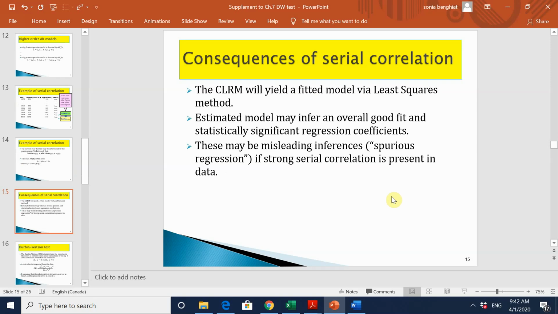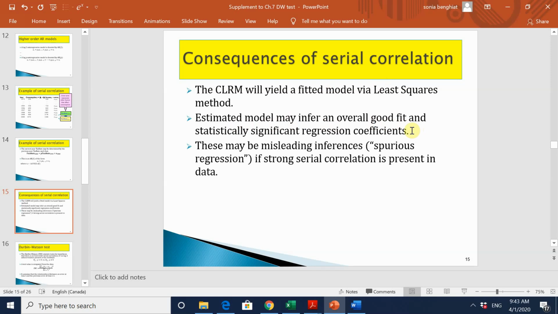Here we see, of course, just a reminder of what the consequences are when we apply autocorrelated terms in our linear regression model. Well, we see that the estimated model may infer an overall goodness of fit that might look too good to be true, right? So the F statistic might be larger than what it should really be, right?